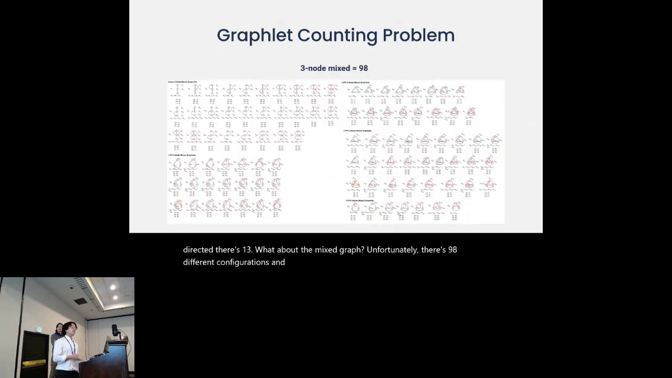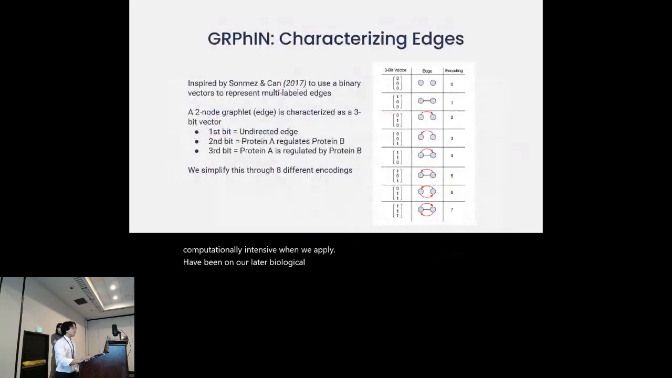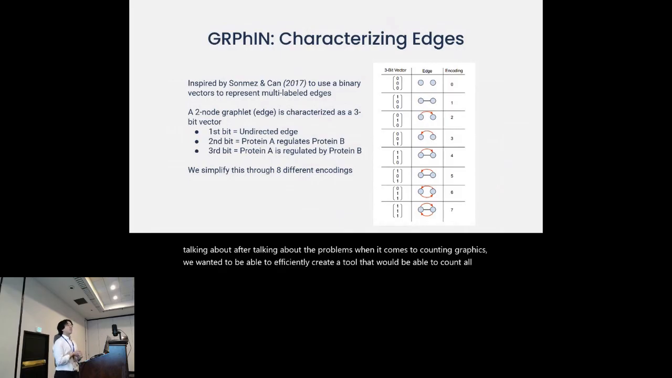And so the jump between 2-node to 3-node for the mixed graphlet configuration is pretty massive. And this is going to be computationally intensive when we apply GRPhIN on our later biological networks. After talking about the problems when it comes to counting graphlets, we wanted to efficiently create a tool that would be able to count all the graphlets in biological species networks.